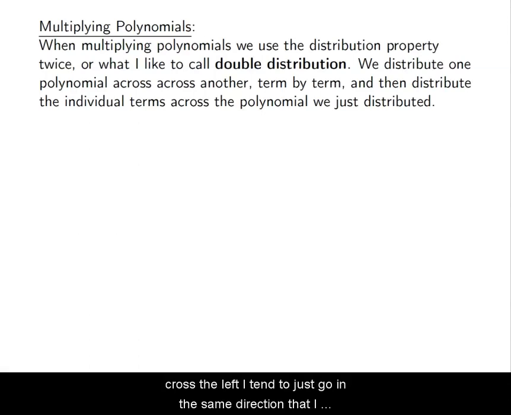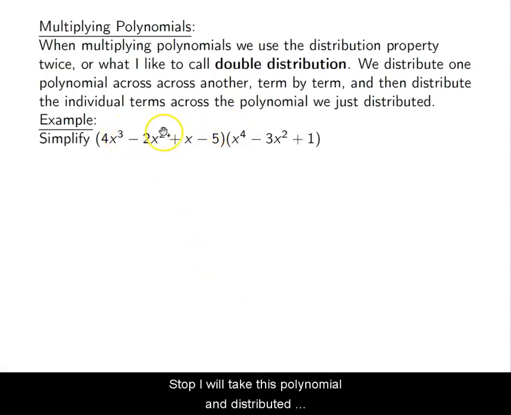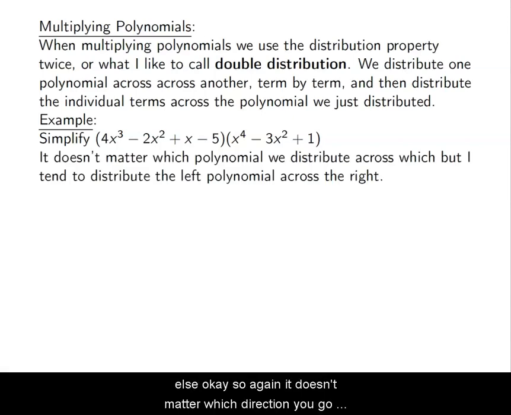I tend to just go in the same direction that I read. I take the one on the left and I distribute across the one on the right. So I will take this polynomial and distribute it across each of these terms. I could do the opposite. I could take this polynomial and distribute it across each of these terms. It doesn't matter which direction you go. That's the beauty of this. Everything ends up multiplying against everything else. So again, I just take the one that comes first and I distribute it across each of these terms.